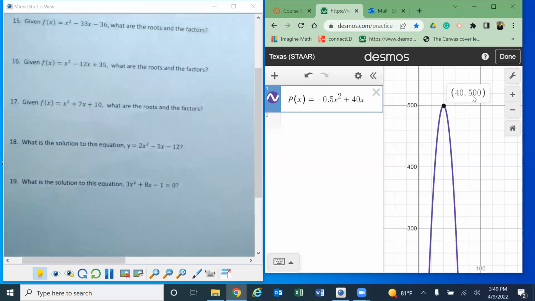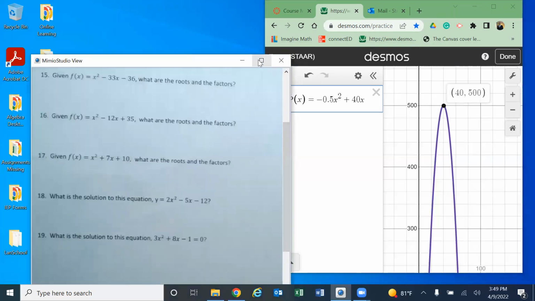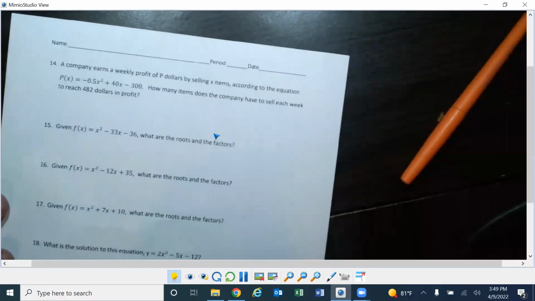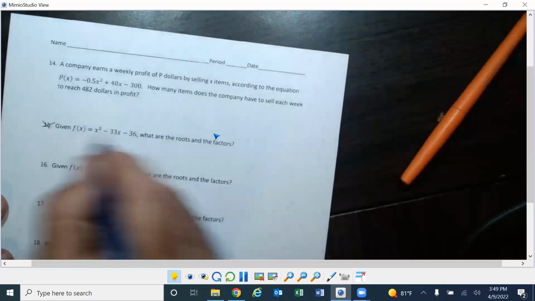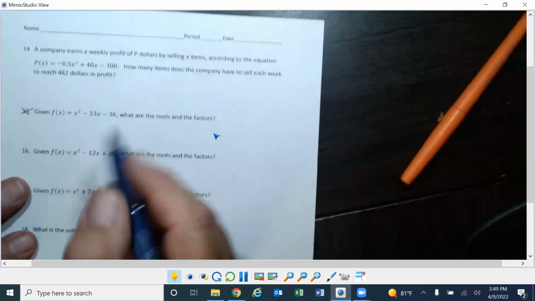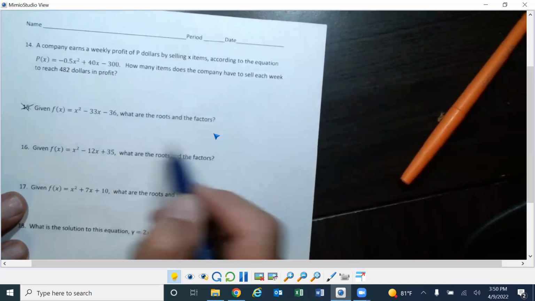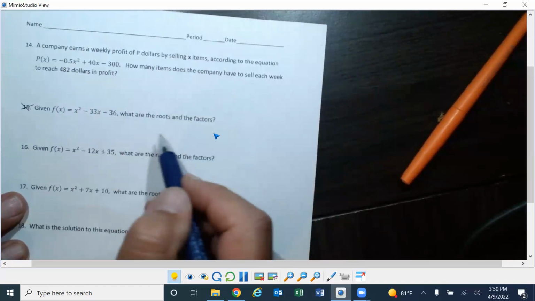Okay, so now we're going to go to the next group, and I'm going to enlarge. We'll probably come back to Desmos a little bit later. I like these. So here we go. We just did that one. Now, number 13 is a messed up question. I actually messed it up. I did not put what I wanted on here. So we're going to do 16 and 17. You can put these in Desmos and find the roots and the factors.